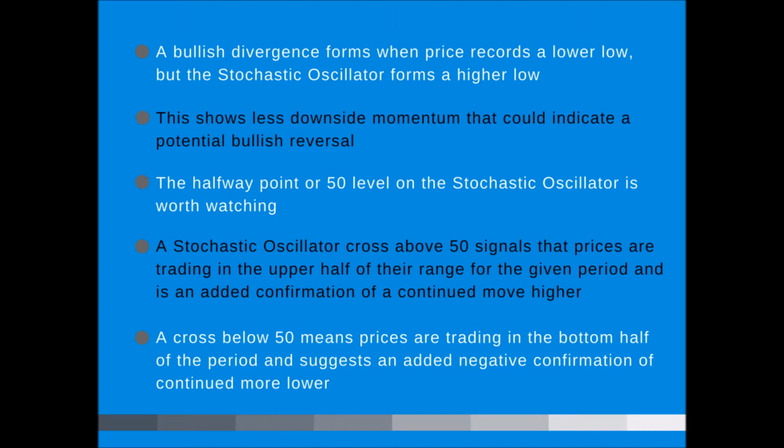Cross below 50, of course, means prices are trading in the bottom half of the period, suggests a negative signal or confirmation of a continued move lower. So if you are short and you see the oscillator cross below 50, it gives you more confidence to hold on to your short position.